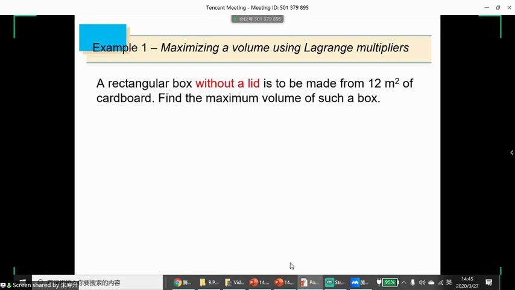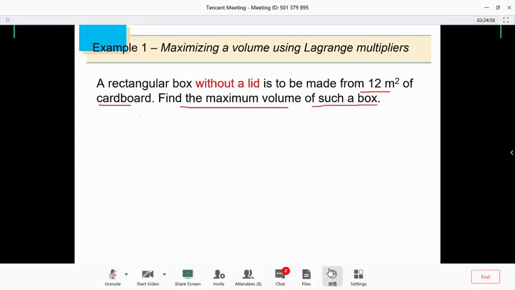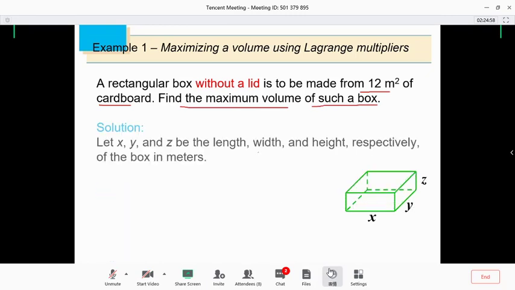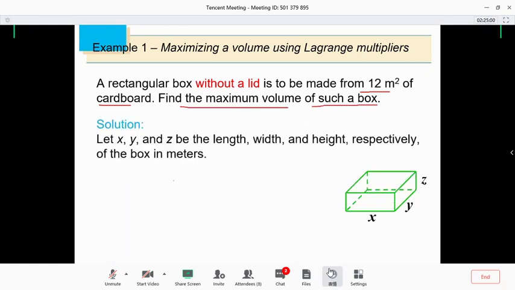A rectangular box without a lid is to be made from 12 square meters of cardboard. Find the maximum volume of such a box. So first, we can let x, y, z be the length, width, and height respectively. And then we can get the volume and get the area.